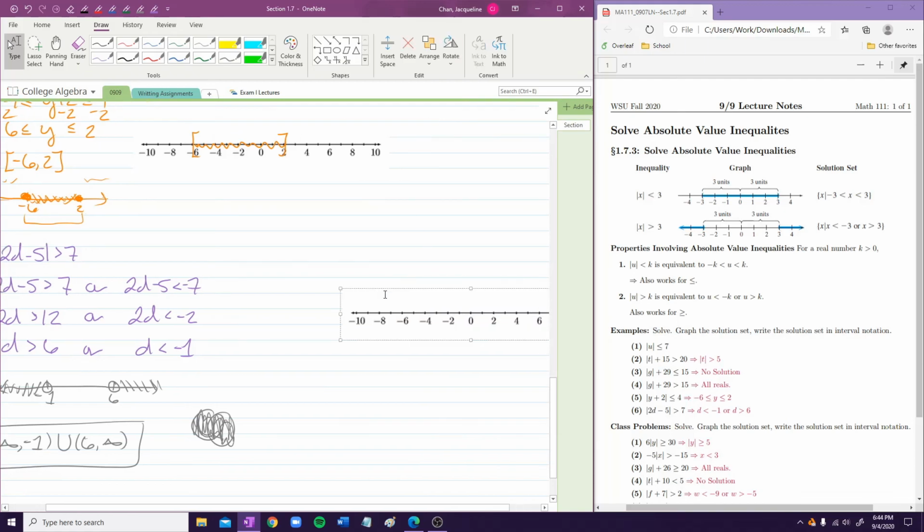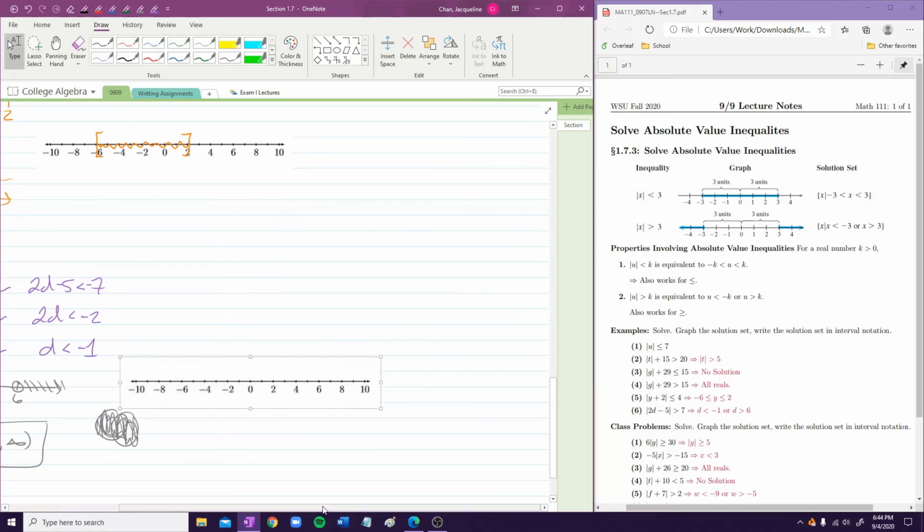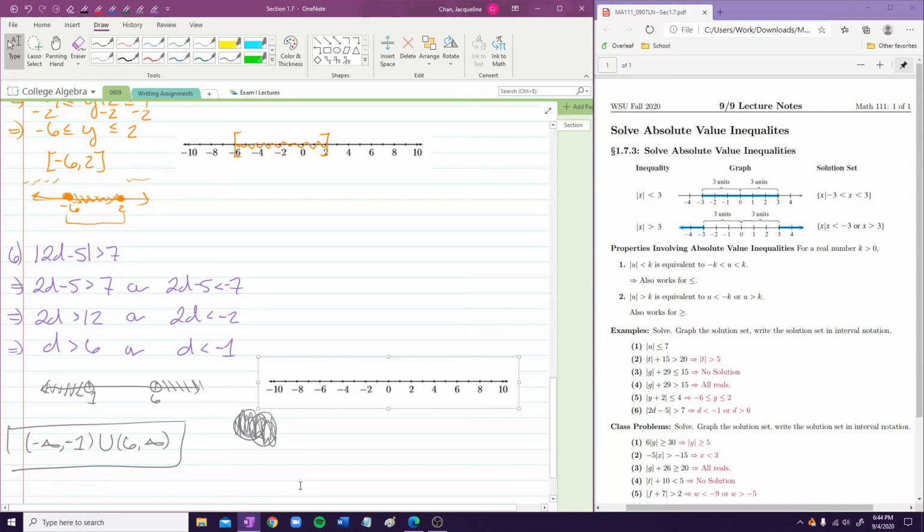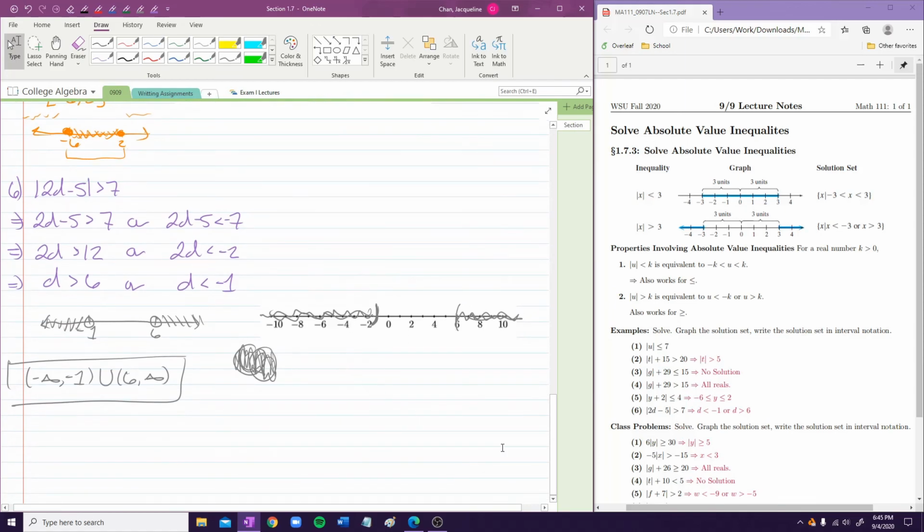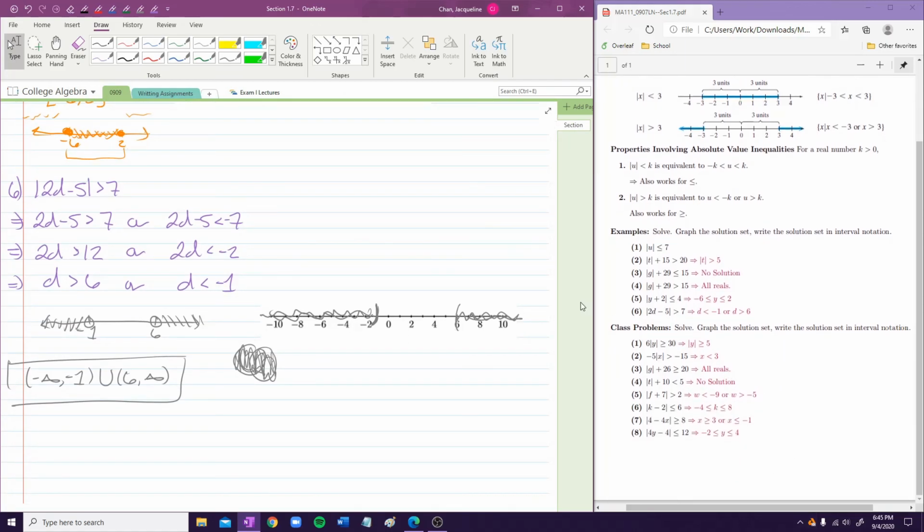Okay, so let's draw the final graph. Our final graph is going to look exactly like our sketch. I'm going to put the parentheses here. Remember, parentheses is the same as open dots, and it's going to go to infinity. So I'm just going to color this whole thing, and then go to 6, and also color this whole thing. So that is it for the absolute value inequalities, and then we'll do all of these class problems on Wednesday.